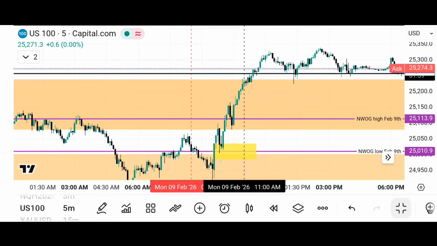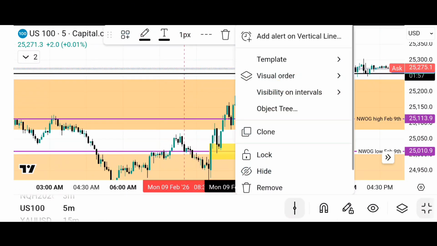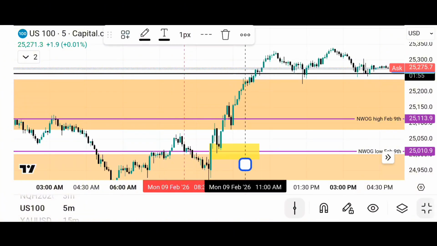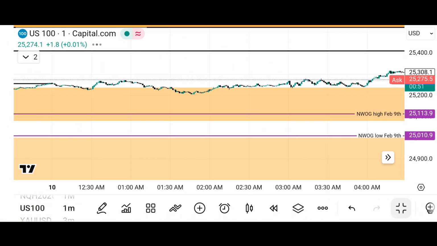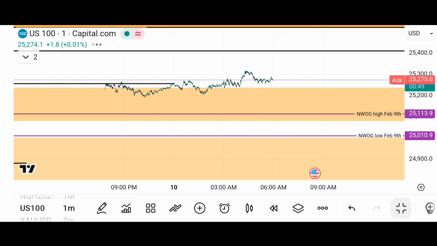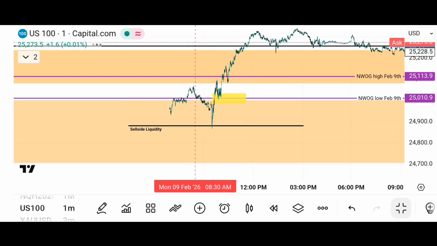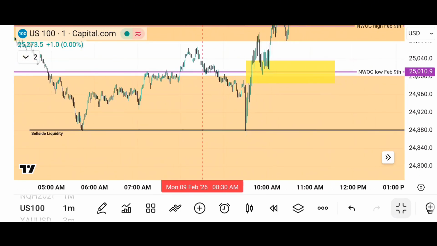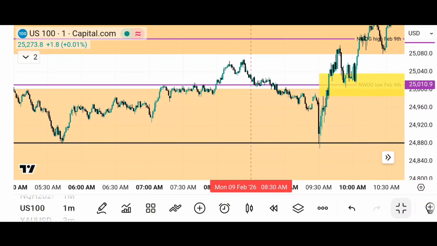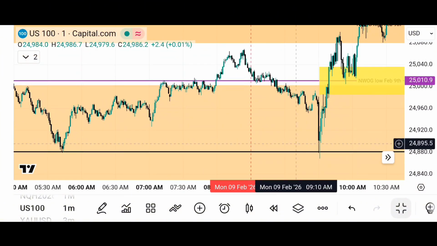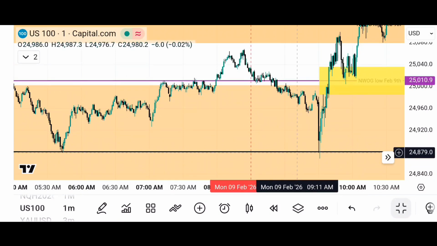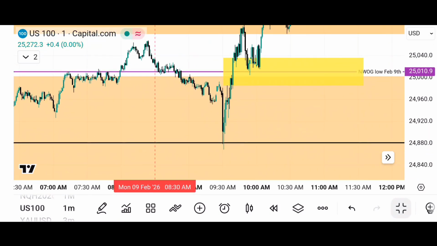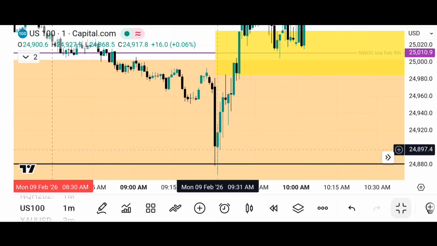Now let's go to the 1 minute time frame, then we end the back test. Okay, so this is the 1 minute time frame. Okay, price has taken out this low to grab sell side liquidity and rally up.